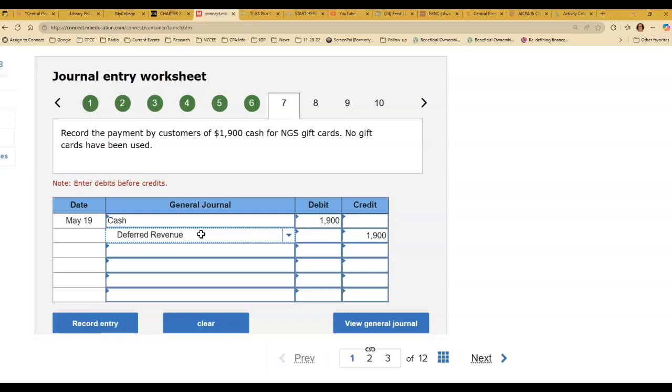Yes, ma'am. It goes on the liability side of the balance sheet. It's a debt that we now owe to our customers. All right?